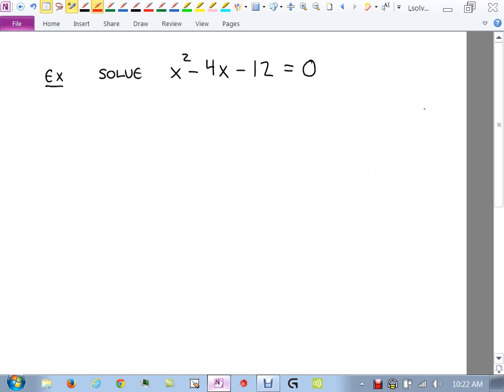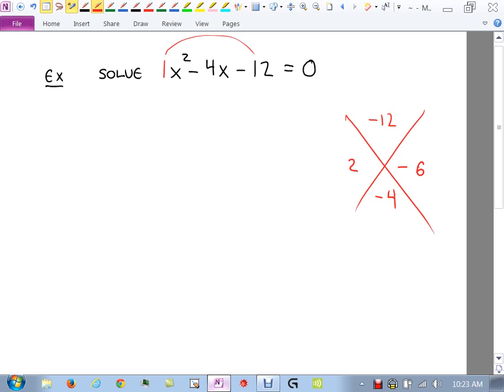I would come in here with my cross. What numbers go in there? So 1 and negative 12, and then the number in the middle, negative 4. So we come up with two numbers that multiply to be negative 12, add up to be negative 4. So what? 2 and negative 6.